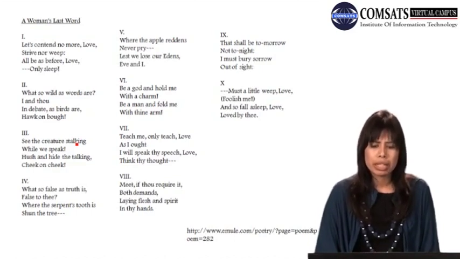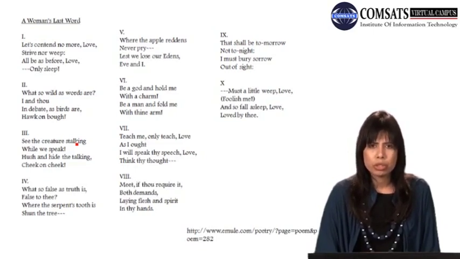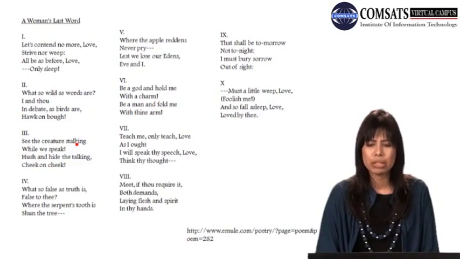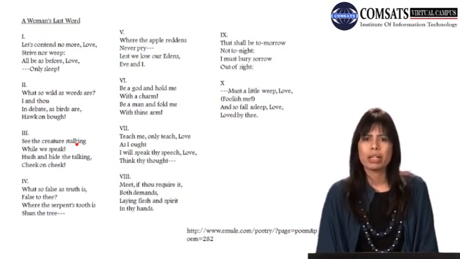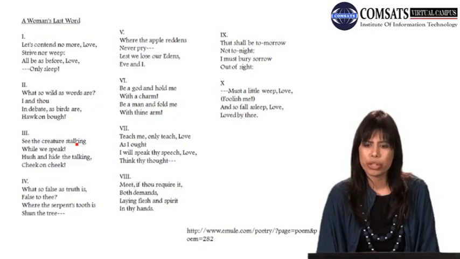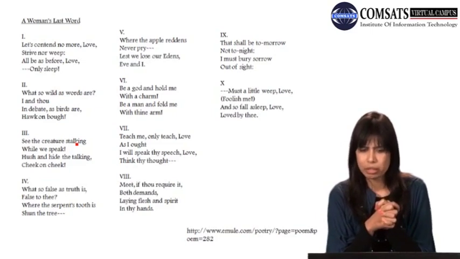Okay, second last stanza: that shall be tomorrow, no tonight, I must bury sorrow out of sight. So my dear students, rhyme scheme is A, B, A, B. All right, so here you could see the separation of the words as well. You could see tomorrow, with a punctuation sign over here between to and morrow. So here you could see the kind of pronunciation we are doing here, and the kind of separation of the words. So you'll have to analyze everything.